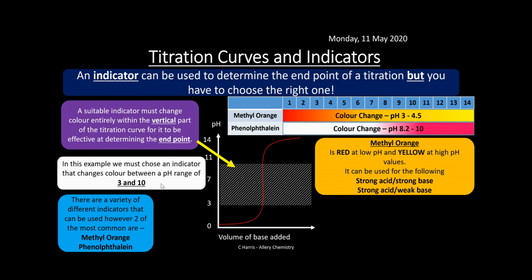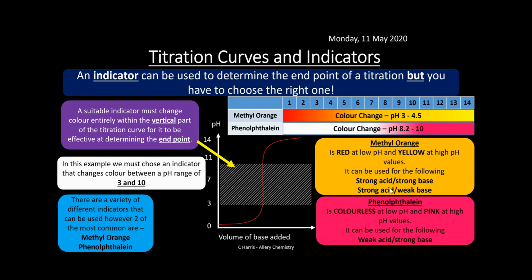Methyl orange is red at low pH, in an acidic solution, and yellow at higher values, when it's an alkaline or a base. And so it can be used ideally for strong acid, strong base reactions, or strong acid, weak base reactions. Phenolphthalein, on the other hand, is colourless at low pHs, so in acids, and pink at higher values, and it can be used for weak acid, strong base reactions. That's the ideal type of titration there. So depending on the titration that you do will depend on which indicator you're going to use.